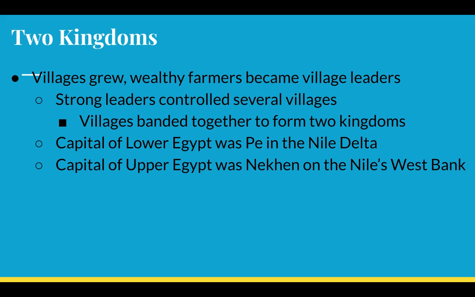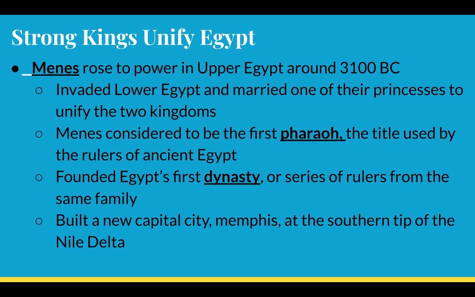The villages grew. Wealthy farmers became village leaders. They had strong leaders that controlled several of their villages. The villages banded together to form 2 kingdoms, and the capital of Lower Egypt was Pe in the Nile Delta, and the capital of Upper Egypt was Nekhen on the Nile's west bank. Strong kings will unify, which means bring together, Egypt. Menes rose to power in Upper Egypt around 3100 BC. He invaded Lower Egypt and married one of their princesses to unify the two kingdoms. So through that marriage, they were united and brought together.